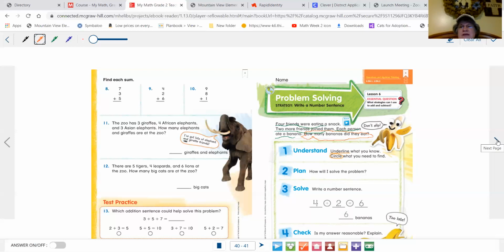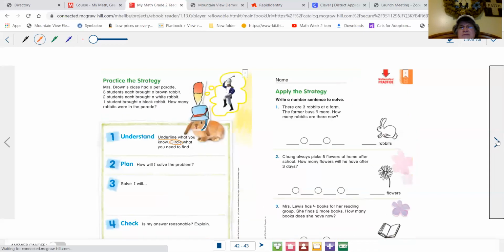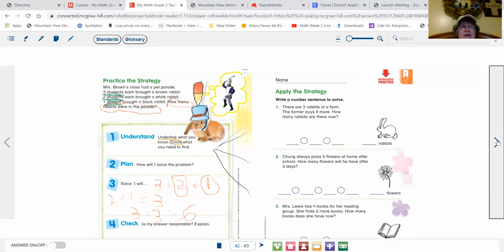All right, so we're going to go to the next page, and to save time, I went ahead and went through the word problem. You're going to see that I've underlined what we needed and circled what we need to stop and slow down to figure out. So let's look at it together.